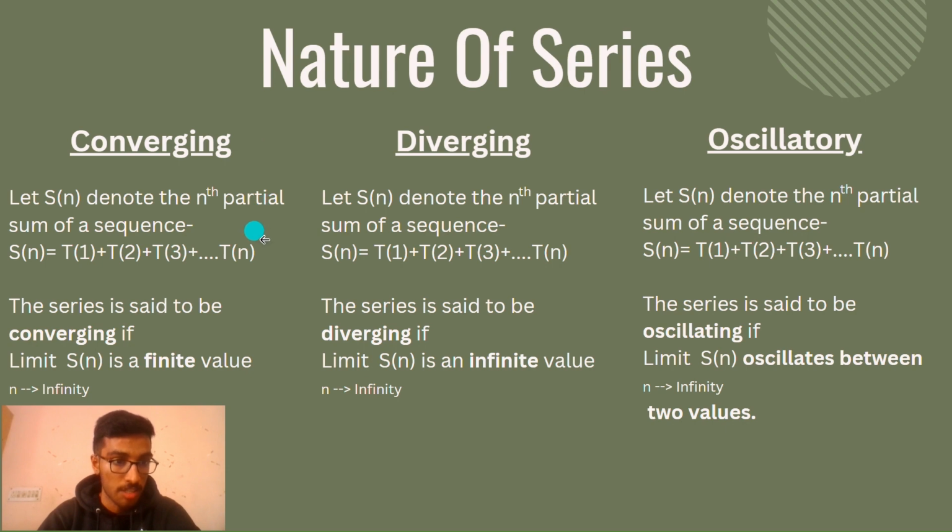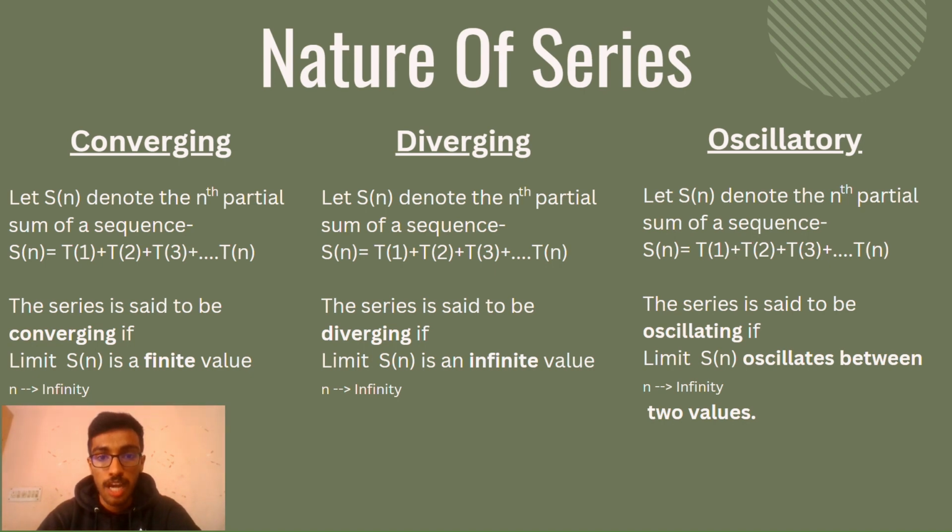So Sn is denoted by T1 plus T2 plus T3 so on up to Tn. We say the series is converging if we apply limit n tending to infinity on Sn, it results in a finite value. So we find the value of Sn and we apply the limit of n tending to infinity. If we get a finite value, the series is said to be converging.